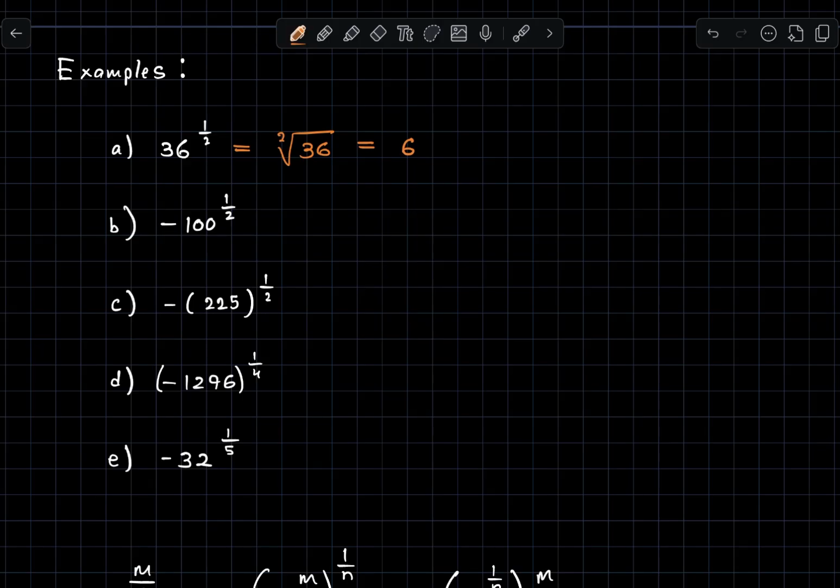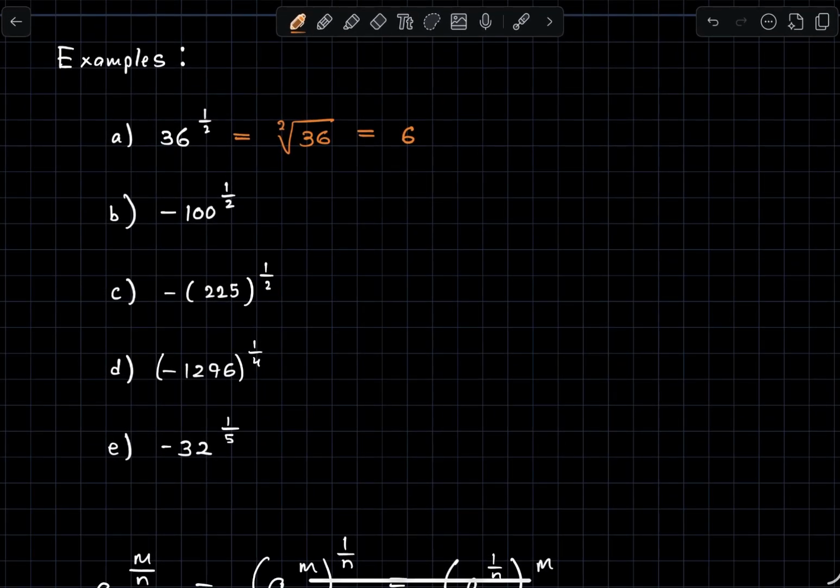Now let's suppose you had negative 100 raised to the 1/2 power. So that negative is going to come out as a negative 1 up front. It's not within the parentheses. It's not being raised to that 1/2 power. So we've got negative 1 times 100 to the 1/2 power. Well, 100 to the 1/2 power is really just the square root of 100. Just a different way of saying the same thing. Square root of 100 is 10. We're going to be left with negative 10.